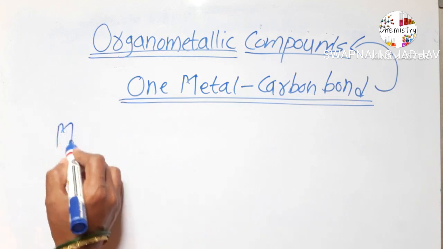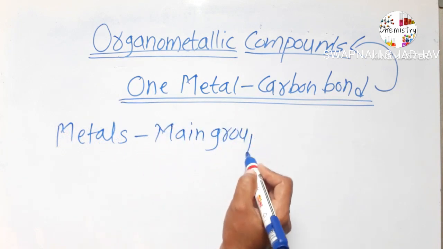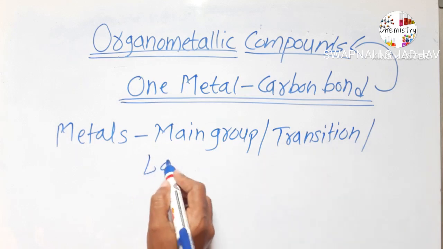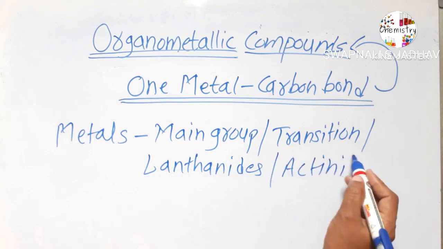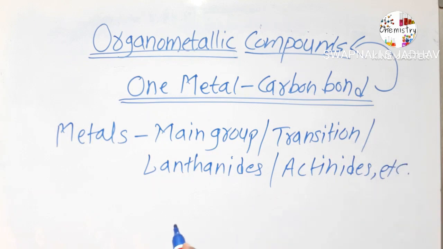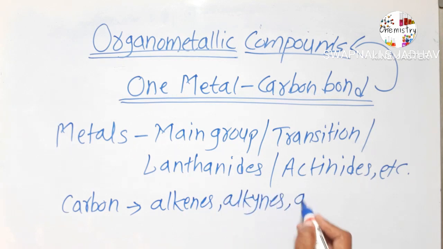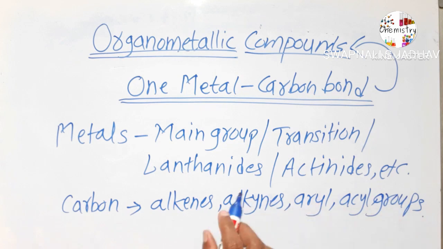So the metals are from main group elements or transition elements or from lanthanides, actinides, etc. And the bonded carbon may be from organic ligands like alkenes, alkynes, aryl, acyl groups, etc.